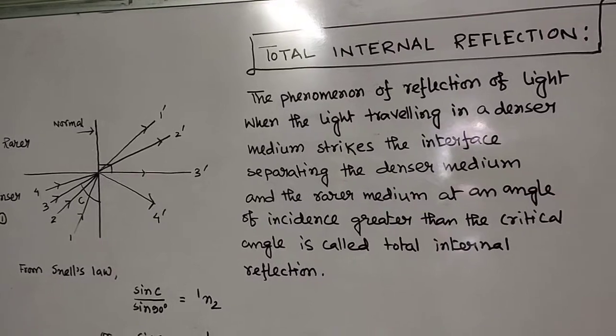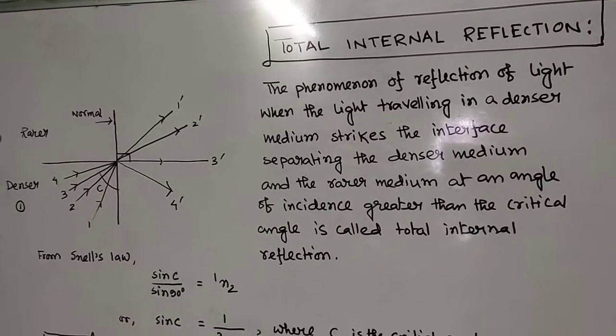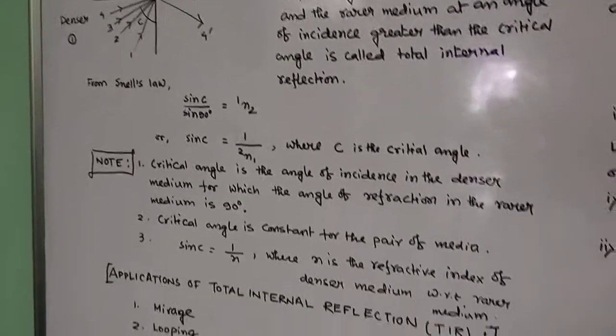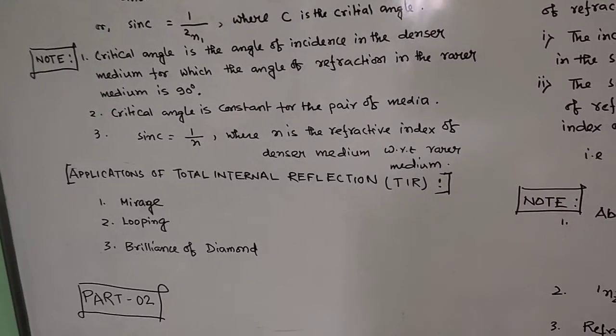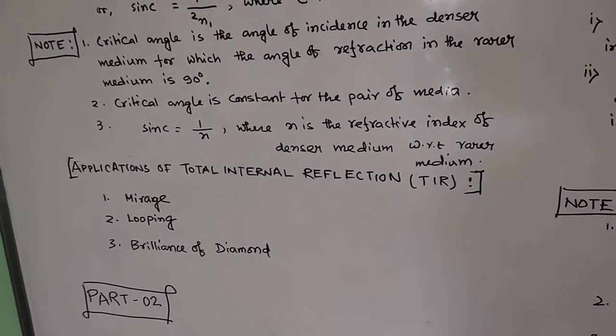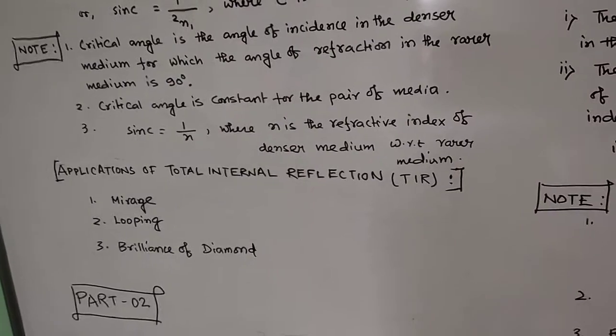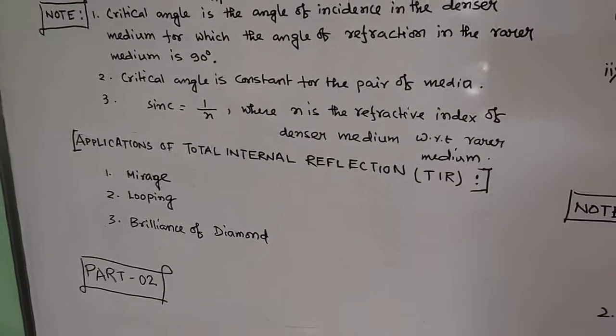Okay, I think you have understood. It's very simple. Now there are many applications of total internal reflection. Here we are considering three applications: mirage, looming, and brilliancy of diamond.